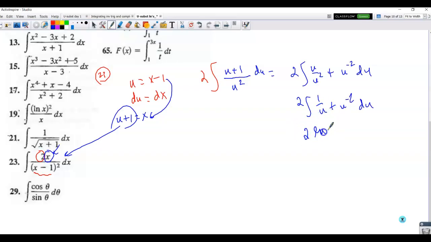So that gives me 2 ln absolute value of u. And now power rule, increase the power by 1. So that becomes u to the negative 1 divided by negative 1 plus c. So resubstitute: 2 ln absolute value of x minus 1 minus 1 over x minus 1. Or you could keep it in the numerator and make it parentheses x minus 1 to the negative 1. So that's 1 through 23 odd.